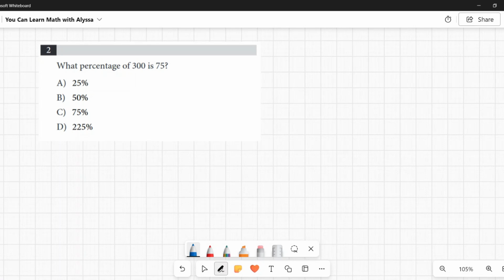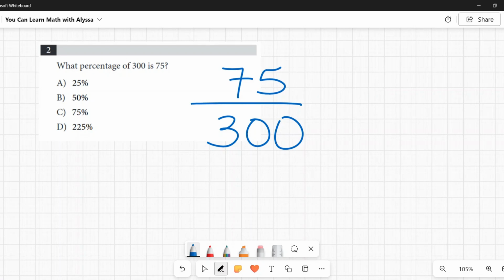So a percentage is a fraction, which can be changed into a decimal or a percent. They're all interchangeable. So 75 of 300, there's our key, of 300. That means that 300 is on the bottom in our fraction, and 75 is going to be on the top. So what percentage of 300 is 75? Then that's where you put them.